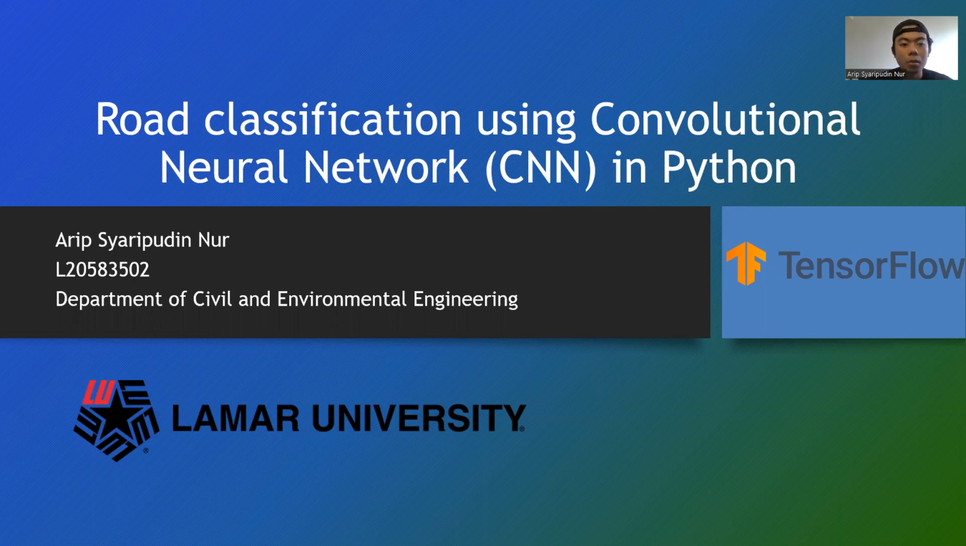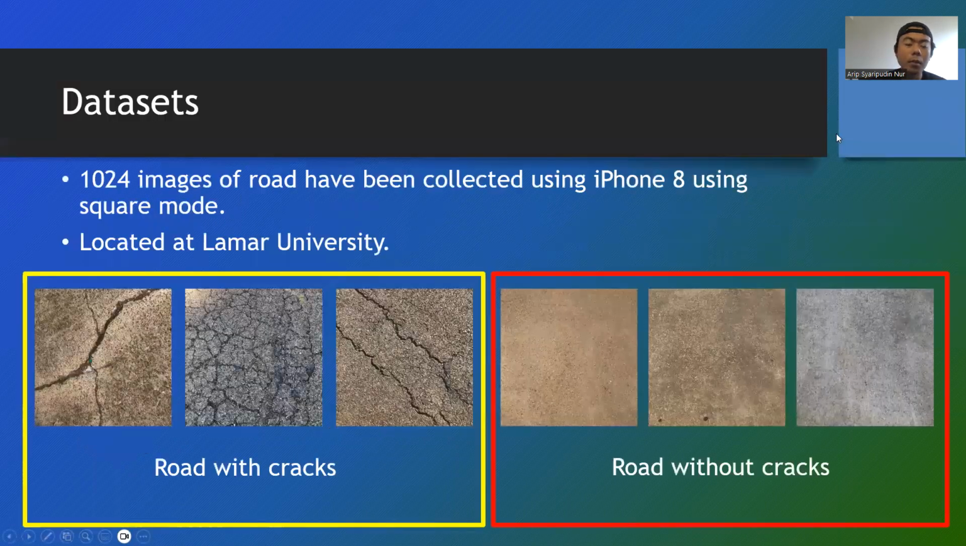Now I'd like to share about road classification using convolutional neural network, or CNN, using TensorFlow and Python. First, I collected about 1024 images of road using an iPhone 8 in square mode. The road images have two classes. First, in the yellow square, road with cracks, and in the red square, road without cracks. All the images were collected on the Lamar University campus.